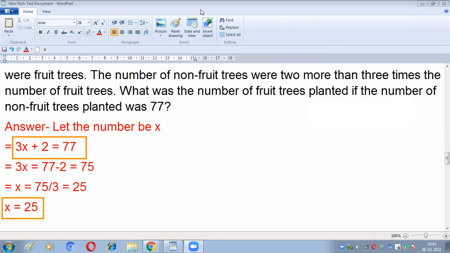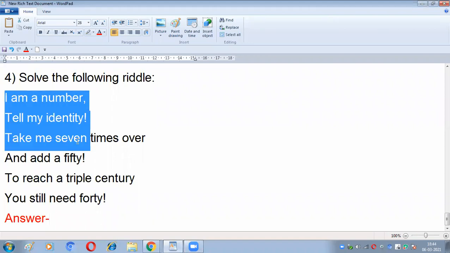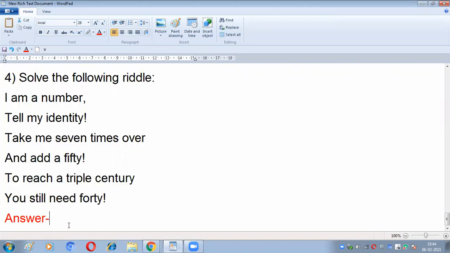Okay, so friends, now I'm proceeding to question number 4. So friends, fourth number is solve the following riddle. So in question number 4, there is a riddle for us. Simple equation riddle. So what is that riddle? So that riddle is, I am a number. Okay, so you are a number. First we write, let the number be x. Okay.